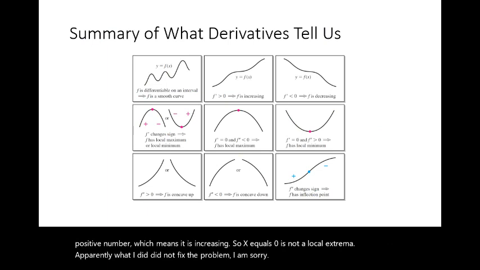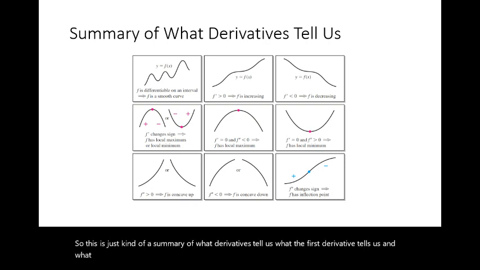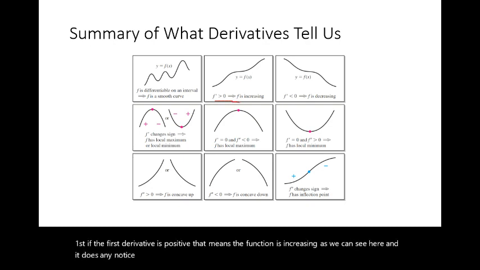So this is just kind of a summary of what the first derivative tells us and what the second derivative tells us about the graph of a function. First, if the first derivative is positive, that means the function is increasing, as we can see here. And you notice how concavity is not really tied to increasing and decreasing. Concavity can switch, as you kind of see here, but the function still continues to increase.